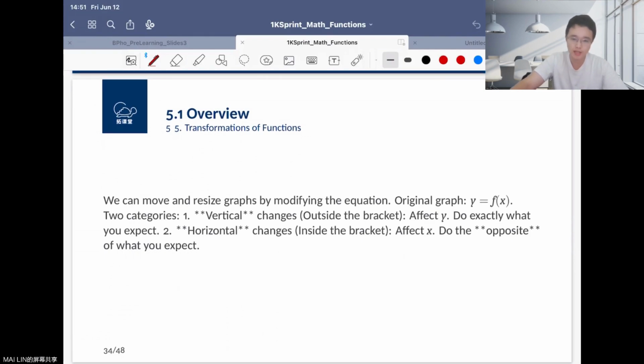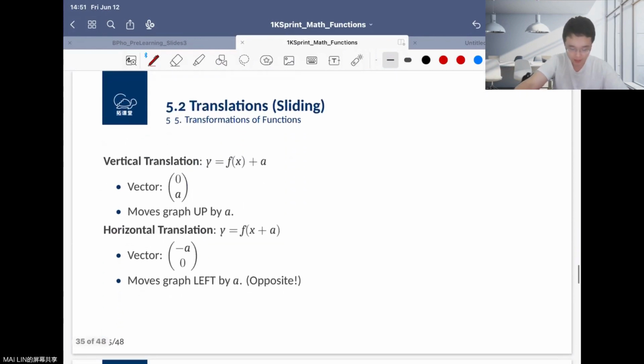So we can say the first kind is called translation. And we have the vertical changes and the horizontal changes. If you're moving a graph upward or downward, we can say it's a vertical change. And if I'm moving from left to right, we can say it's a horizontal change. So here are two kinds of translations.